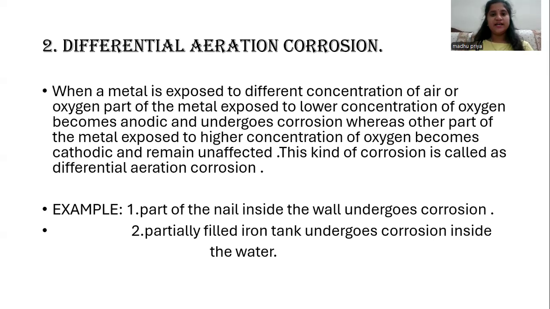Second, differential aeration corrosion. When a metal is exposed to different concentrations of air or oxygen, the part of the metal exposed to lower concentration of oxygen becomes anodic and undergoes corrosion, whereas the other part of the metal exposed to higher concentration of oxygen becomes cathodic and remains unaffected. This kind of corrosion is called differential aeration corrosion. Example: the part of a nail inside the wall undergoes corrosion. Second, a partially filled iron tank undergoes corrosion inside the water.